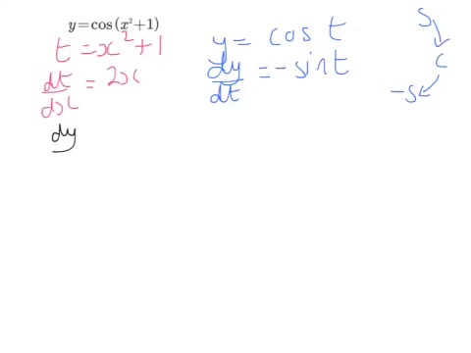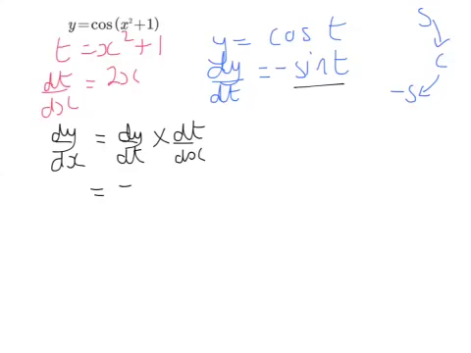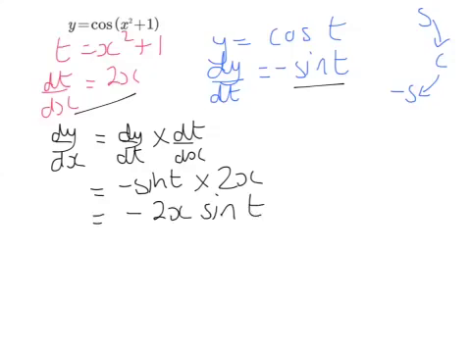And here comes the chain rule. dy by dx equals dy by dt times dt by dx. Okay, dy by dt is minus sine t, times dt by dx, which is 2x. So it's minus 2x sine t. I'm just going to neaten that up. And now I'm going to pop in the t. What was my t? There he was, x squared plus 1.